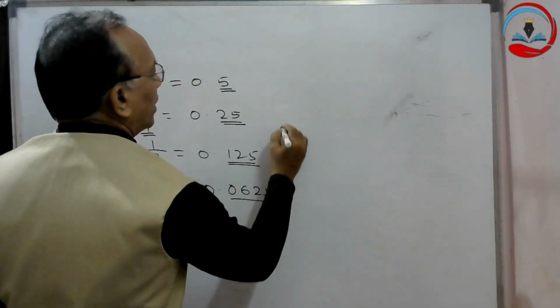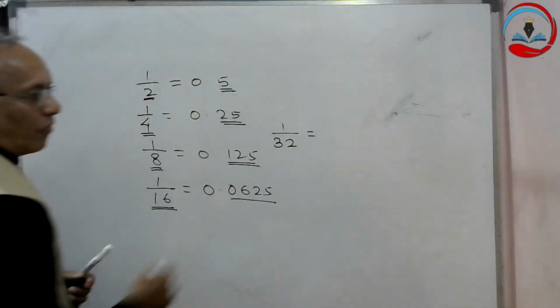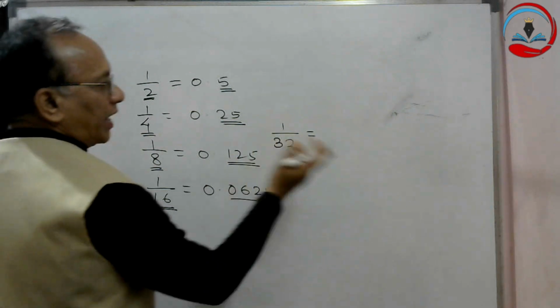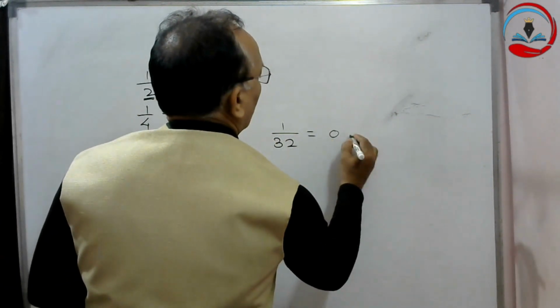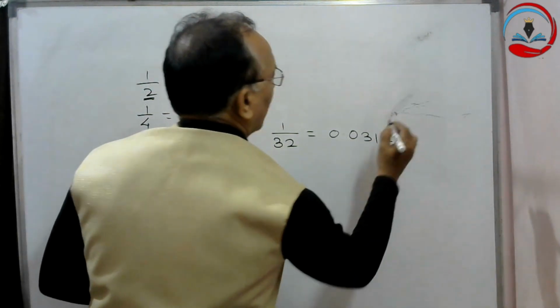Similarly, if you are going to 1 by 32, here you have five 2s. It will give you, multiply this 625 by 5, you are getting 0.03125.